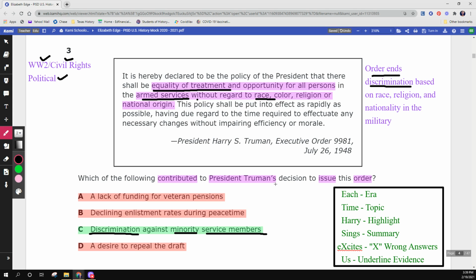So this is how you would complete the question for number 3.